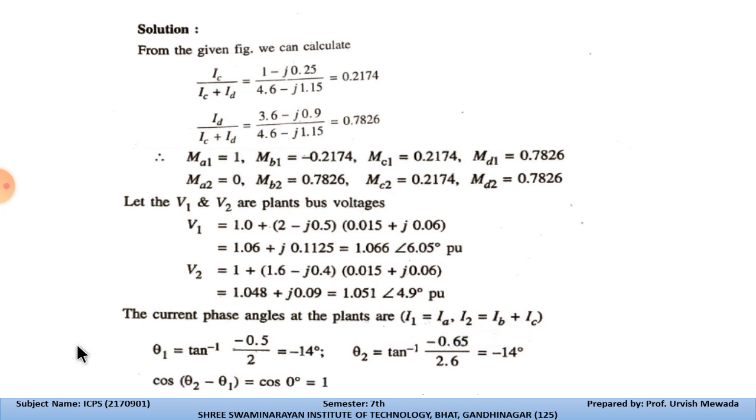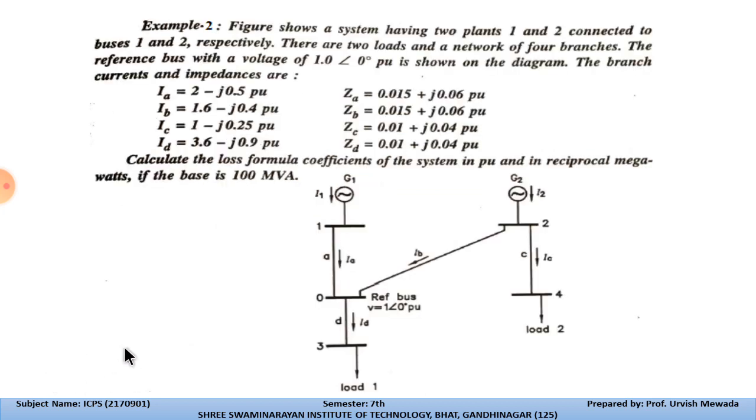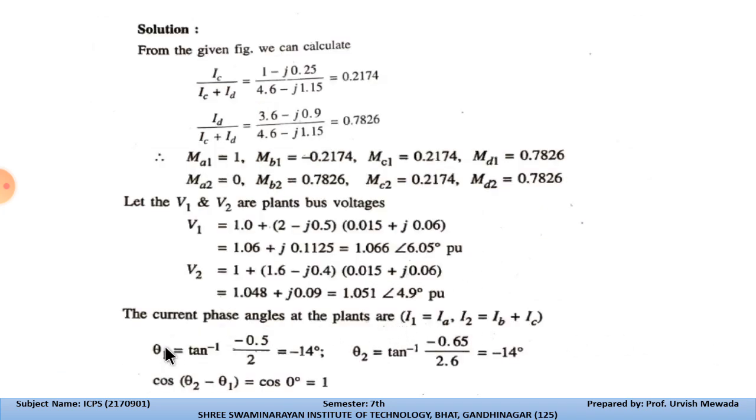So you can write from this over here. These are the values, meaning the meeting of the branches. So you can write down the equation from this. So theta 1 is equal to tan inverse of minus 0.5 by 2, so it is minus 14, and theta 2 is equal to tan inverse of 0.665 divided by 2.6, so it is minus 14 degrees. So cos of (theta 2 minus theta 1) is equal to cos 0, which is equal to 1.